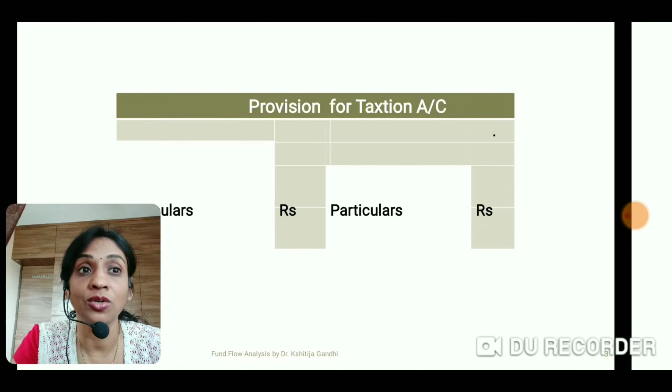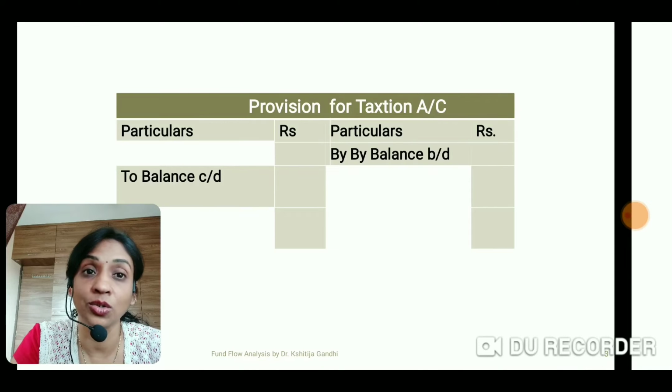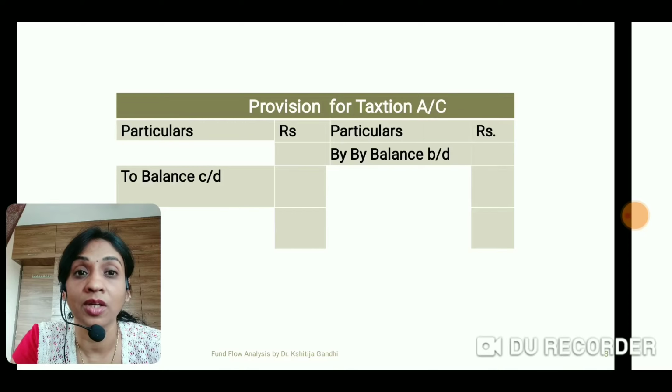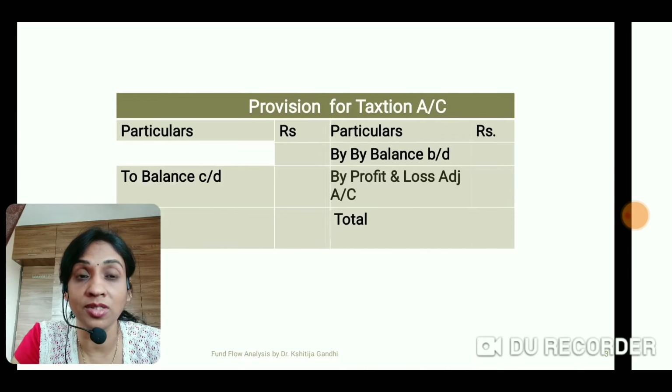So let's take opening balance on credit side as 'by balance brought down', and closing balance on debit side as 'to balance carried down'. If there is any provision made during the year, then we'll write 'by profit and loss adjustment account, provision made during the year'. Then we'll take the total of both sides.